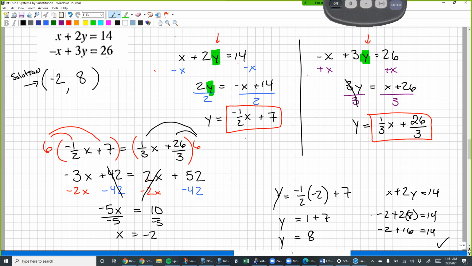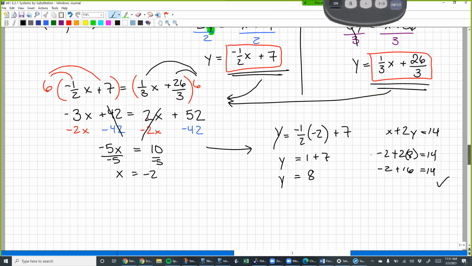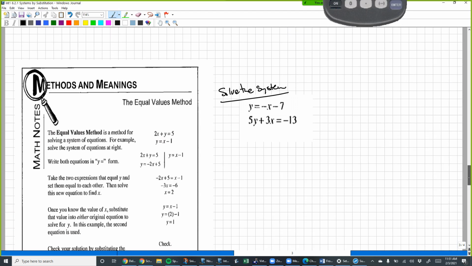The first thing, we got both of them equal to y, and then we used that to create a new equation that we could solve. The next step, once we get one variable solved, we're going to get the other variable by plugging things in. All right, let's take a look at another one right here.